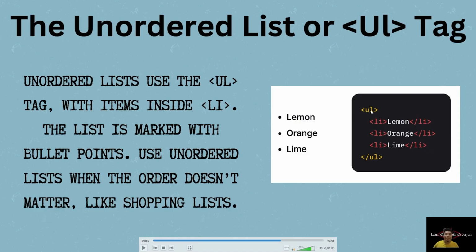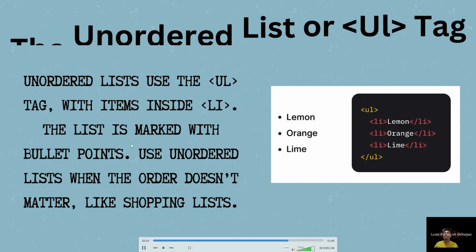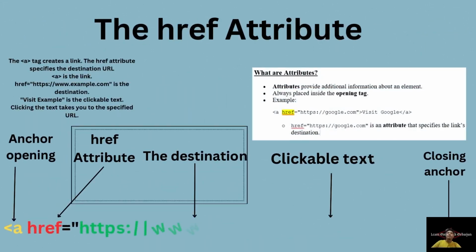Inside another list tag, you can add your list similar to this. You can also read that another list uses the UL tag, with items inside li, I mean list items, and the list item is marked with a bullet point, etc. So this is the basics we will learn about in this. Let's move on to the next.